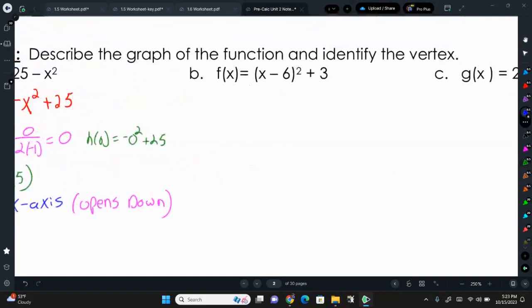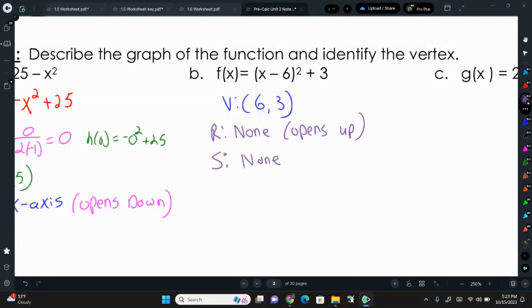Letter B, well, the vertex is the easiest in this one. It's 6, 3. And then we can say reflection. There is no reflection, which means that it opens up. Shrink or stretch, none. And then translation, we are right 6 and up 3. So vertex form is very easy to get our RST from, and the vertex.